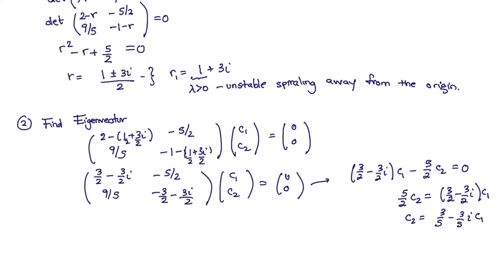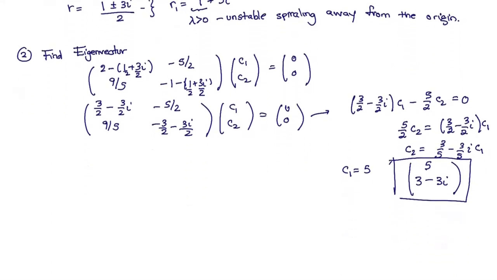What this means is that you could pick c1 to be anything. I could pick c1 in this case to be 5. So take c1 to be 5, because that seems to take care of the fraction, and you get 3 minus 3i for my c2. And so this would be the eigenvector that we're going to use. Step 3 is we need to put this together so that we can separate everything and decipher the two vectors that are going to create my solution.